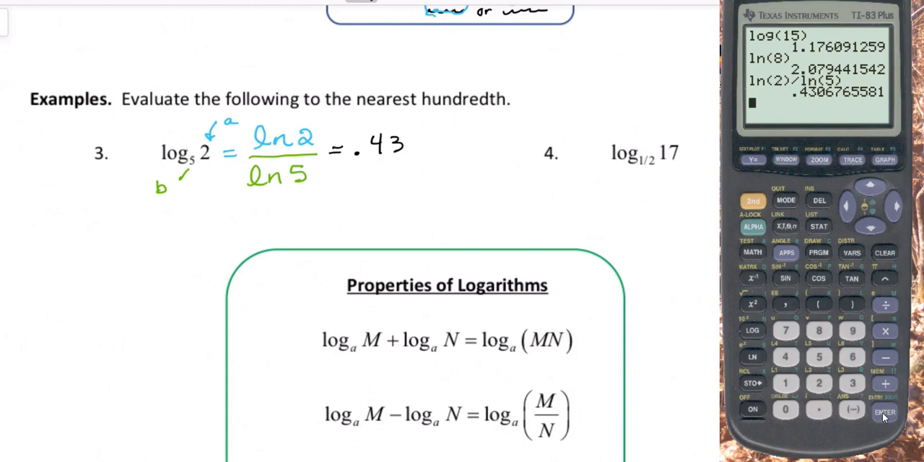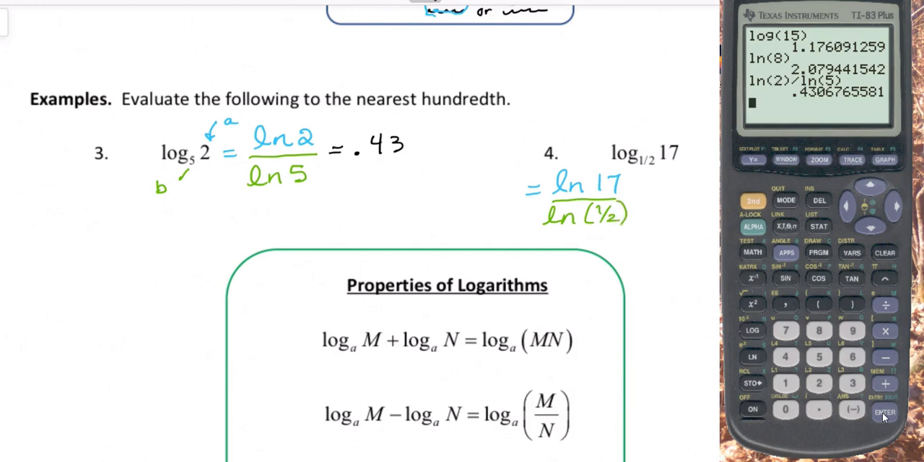So let's try number 4. And again, if you want to pause the video and give yourself a second to try it yourself, you can come back and see if you got it right. On number 4, if I first change this using the change of base formula, this is going to change into the natural log of the argument, so the natural log of 17, divided by the natural log of the base, so the natural log of 1/2.